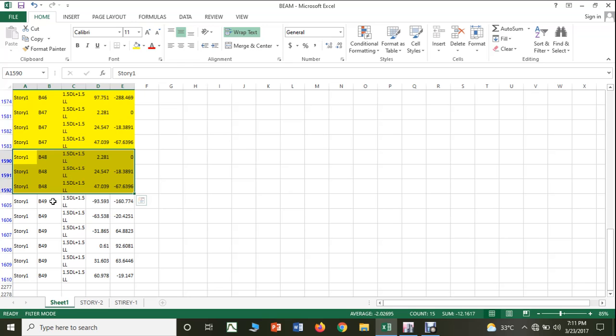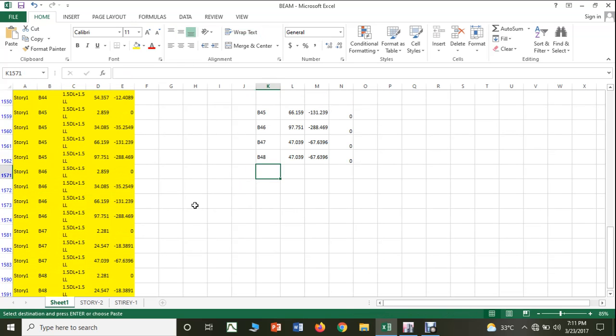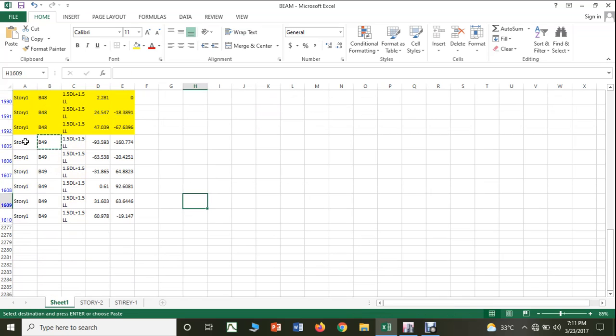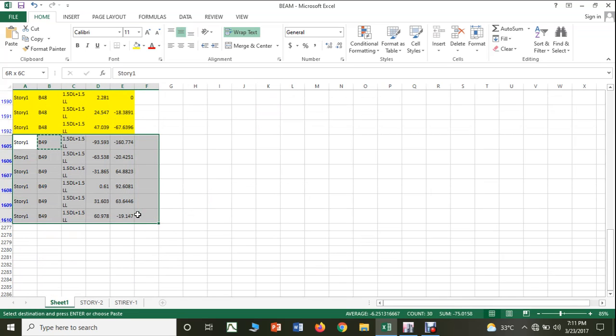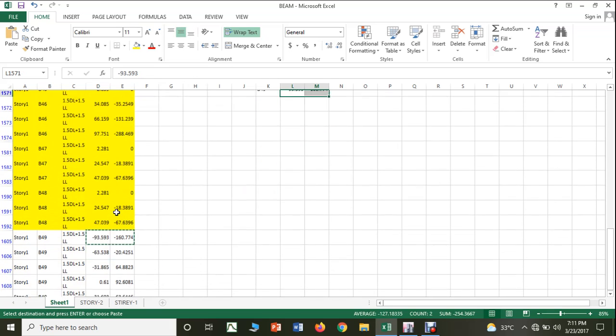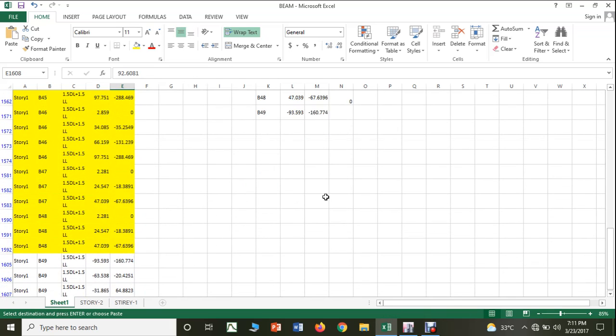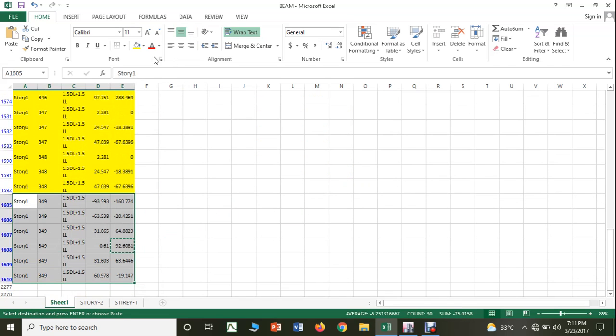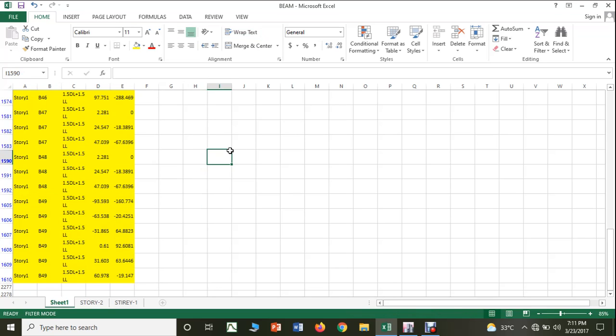So the next will be 49, the last beam, and out of this the highest value is this one, that is negative shear and moment. Positive will be this one. Yes. So like this, now we have completed the second story beam also.